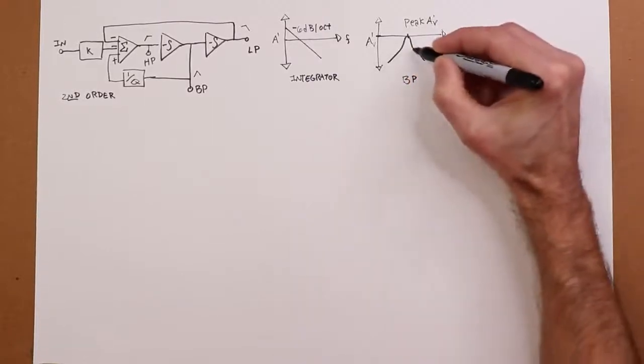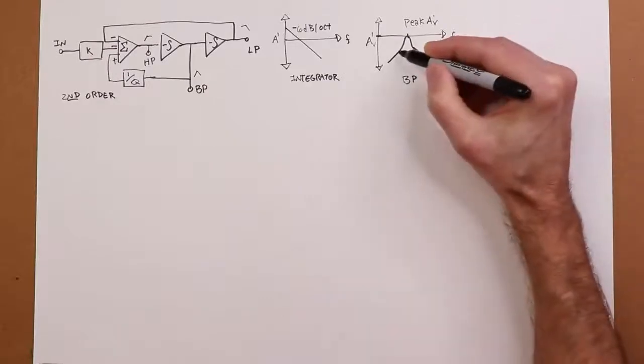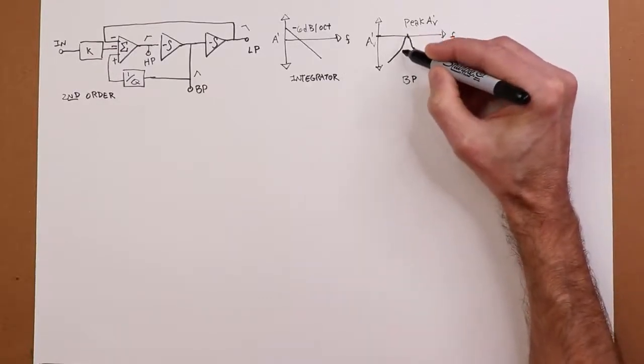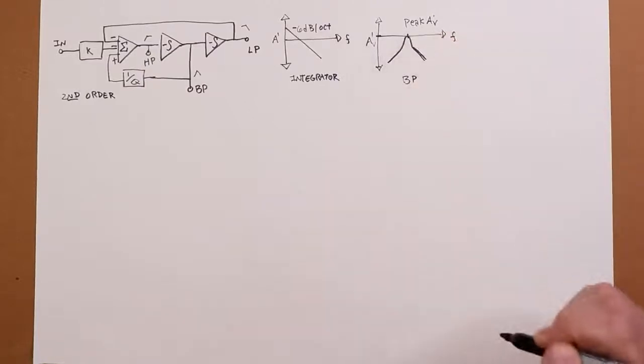This slope is 6 dB per octave. This slope is 6 dB per octave. And then depending on what the Q is, you can have a greater slope or a lesser slope in this region. High Q obviously is going to be really steep.